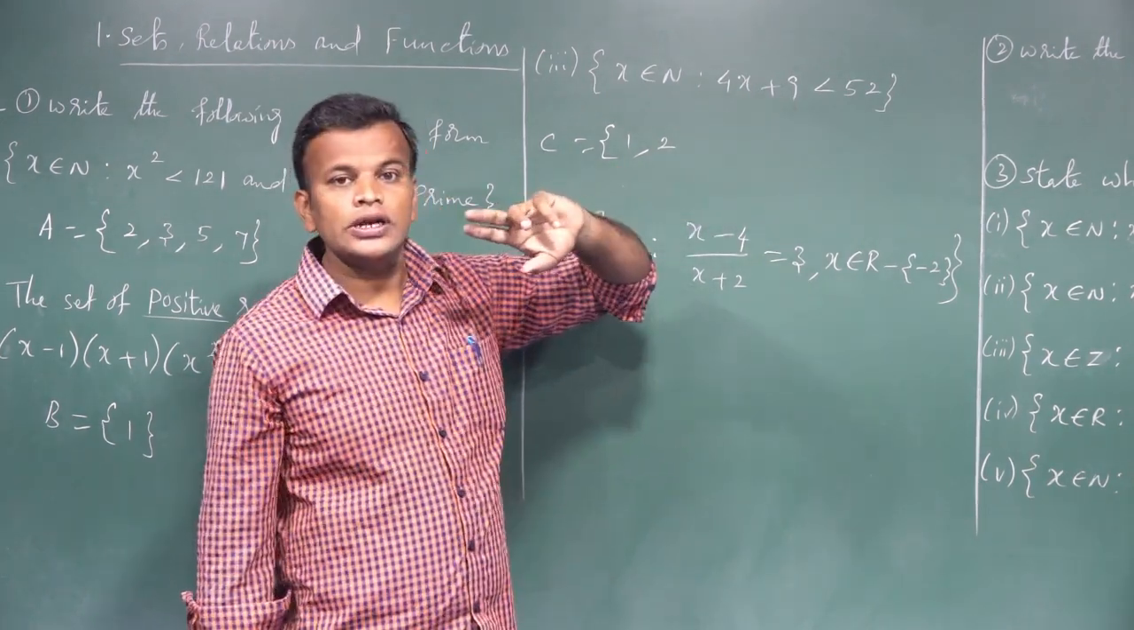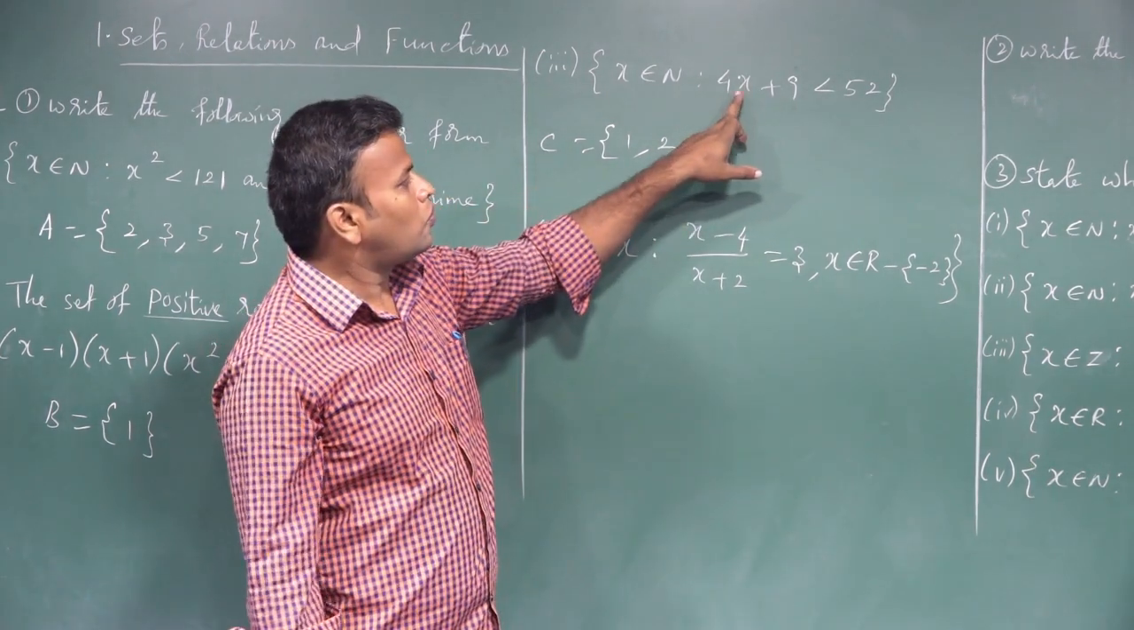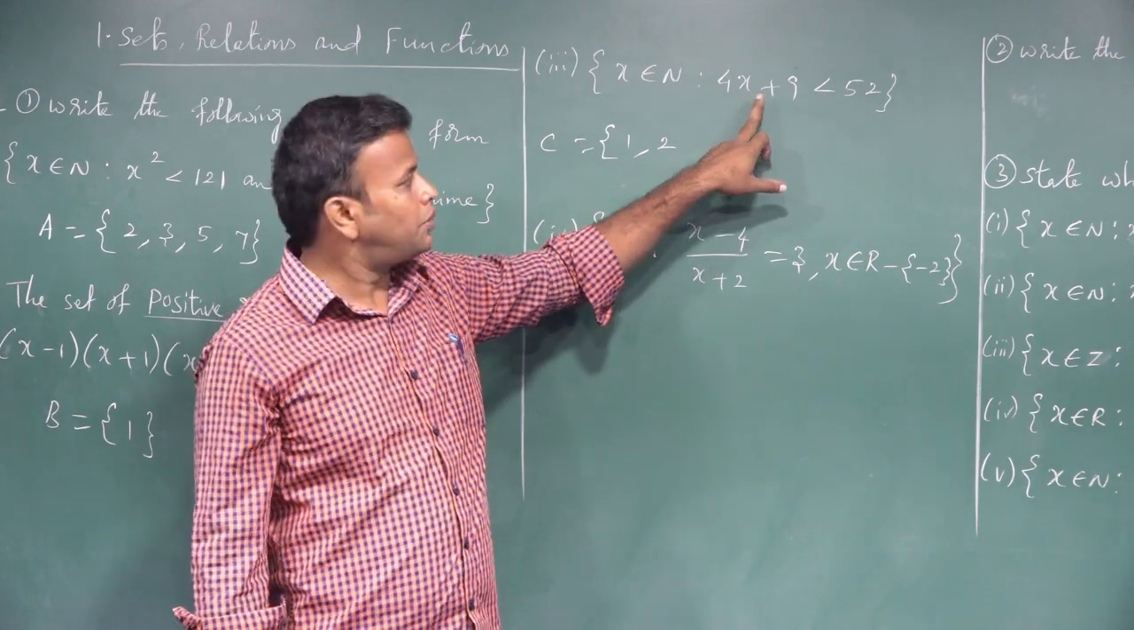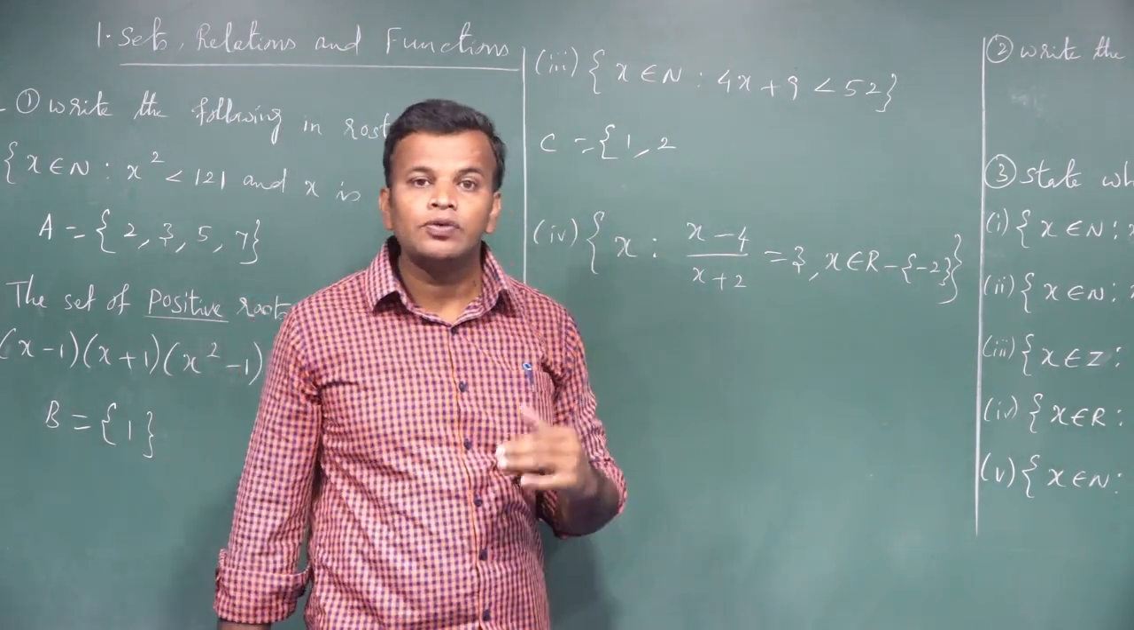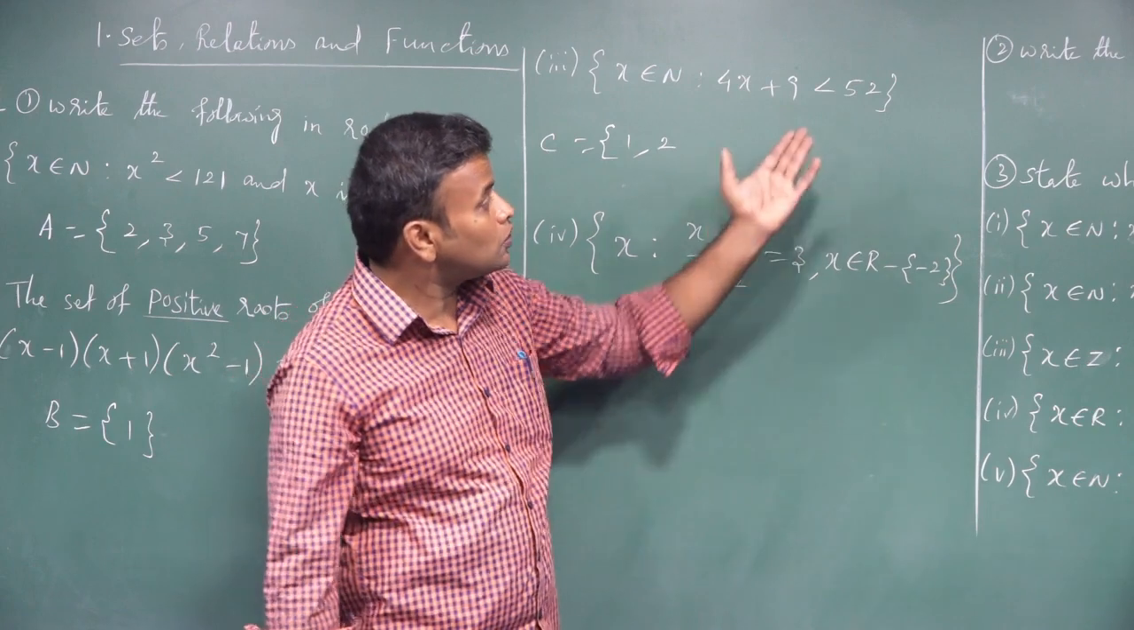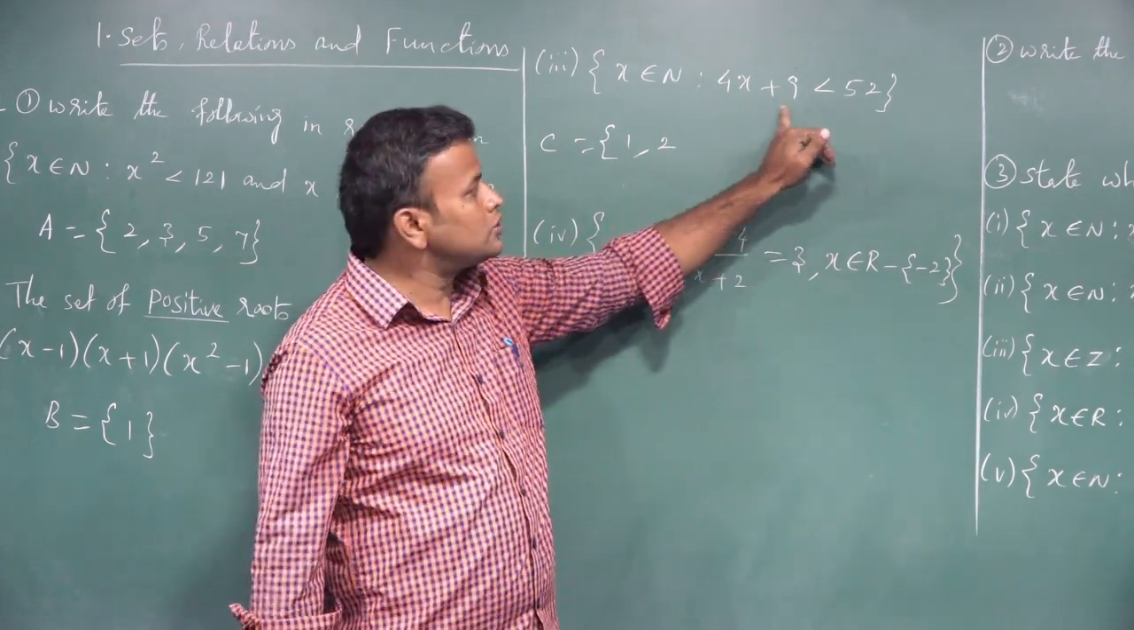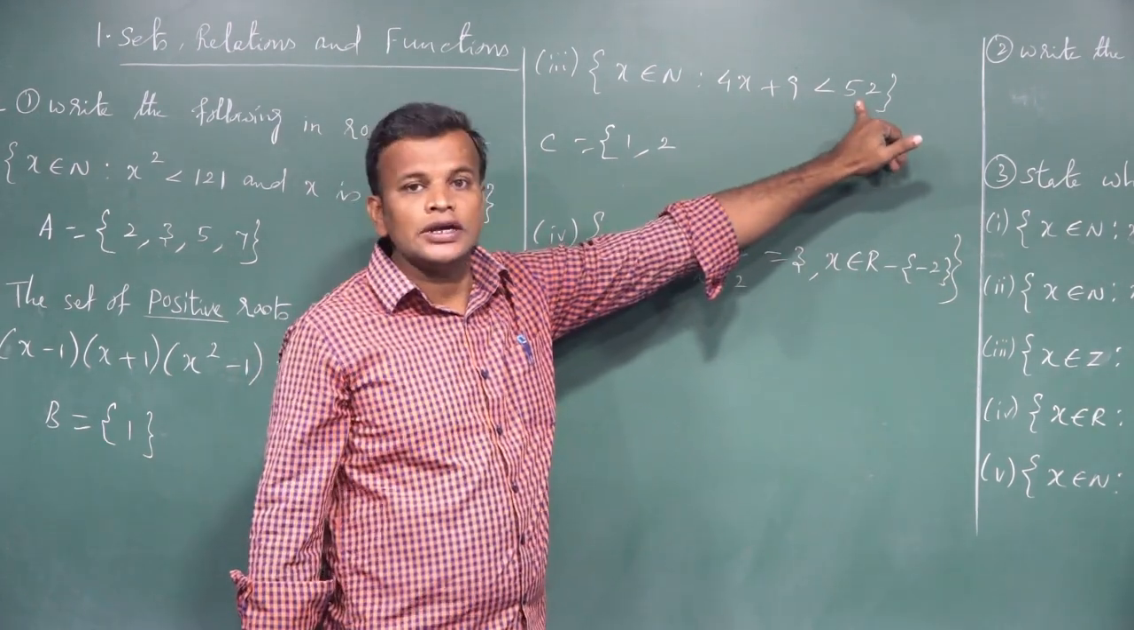Suppose I put the x value is 11. 4 into 11 is 44 plus 9. 44 plus 9 is 53. The value of 53 is more than 52. So all values of x should satisfy the condition of being less than 52.